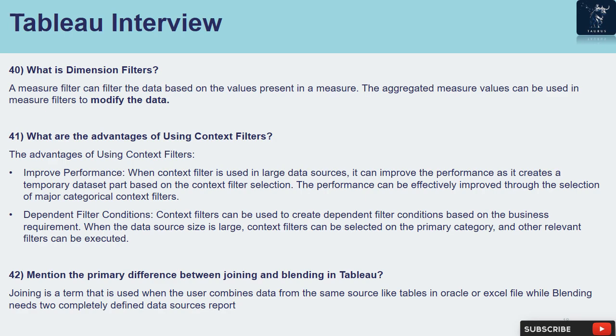42. Mention the primary difference between joining and blending in Tableau. Joining is a term that is used when the user combines data from the same source, like tables in Oracle or an Excel file, while blending needs two completely defined data source reports.